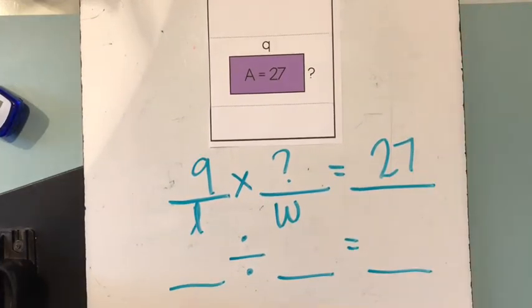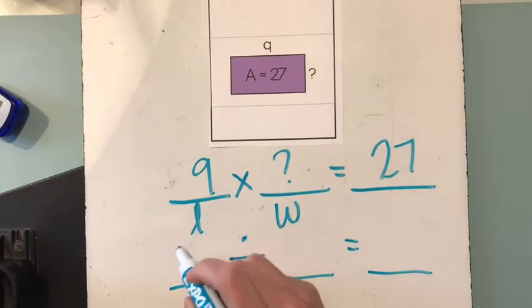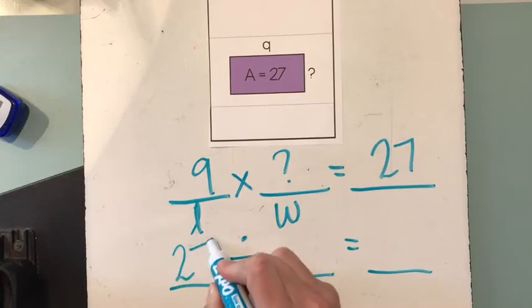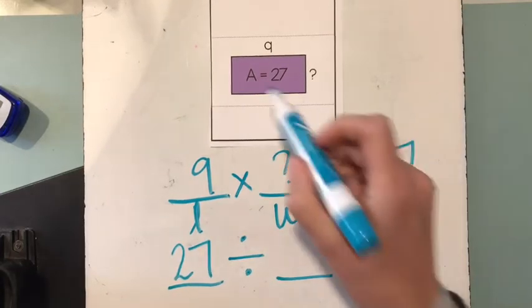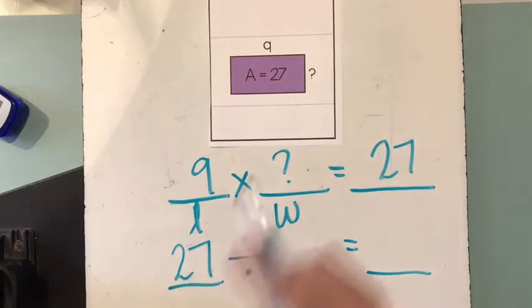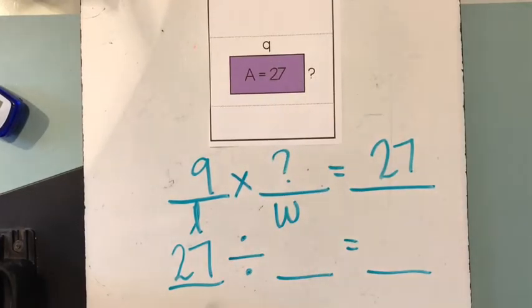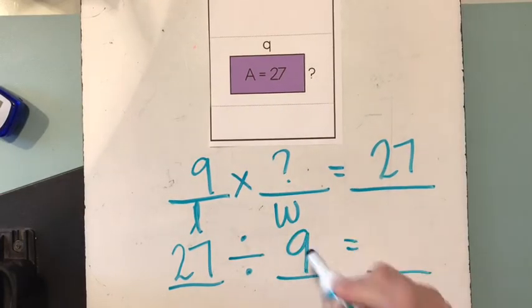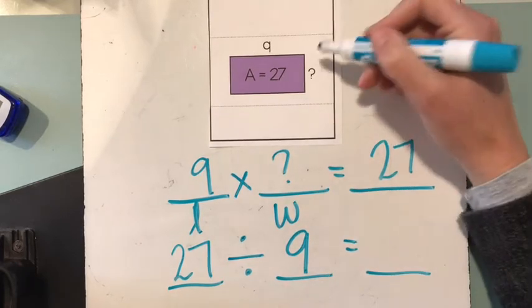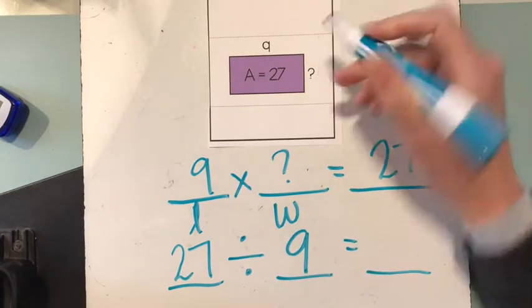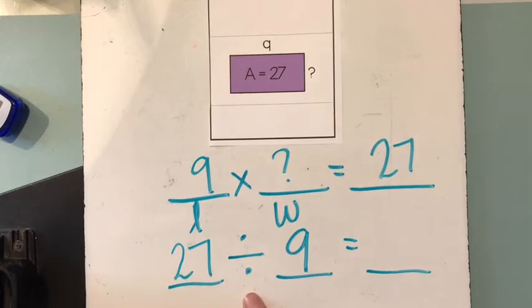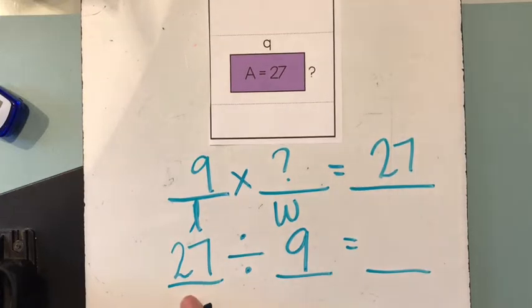So we know that the total in division, it always goes what? Always goes first, right? You probably heard me say that 1,000,001 times. 27. So we know the total here is 27. We know one of our sides, which is going to be 9. So that's how we're going to figure out what that mystery side is, that we're going to use division to help us. So 27 divided by 9. What is 27 divided by 9?